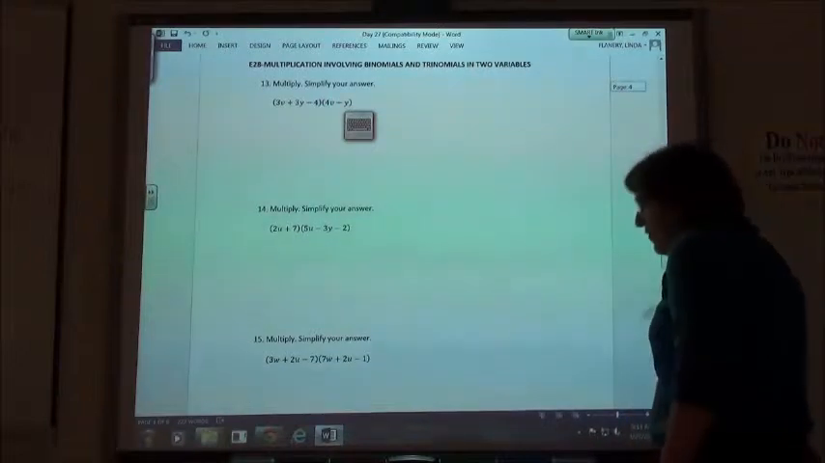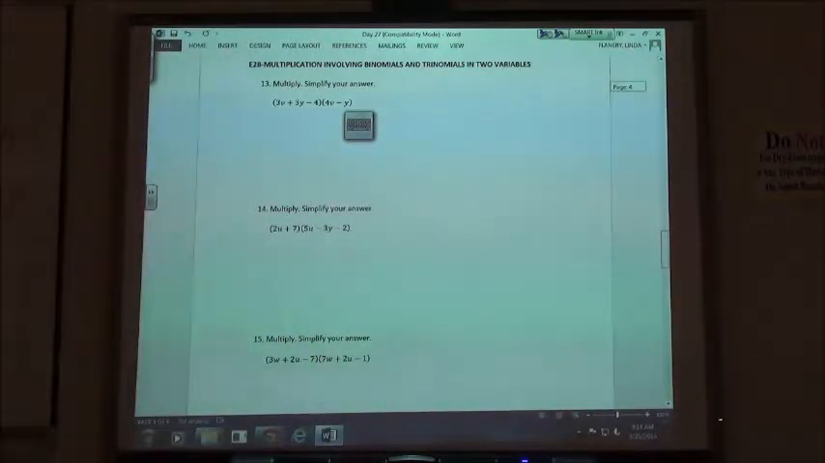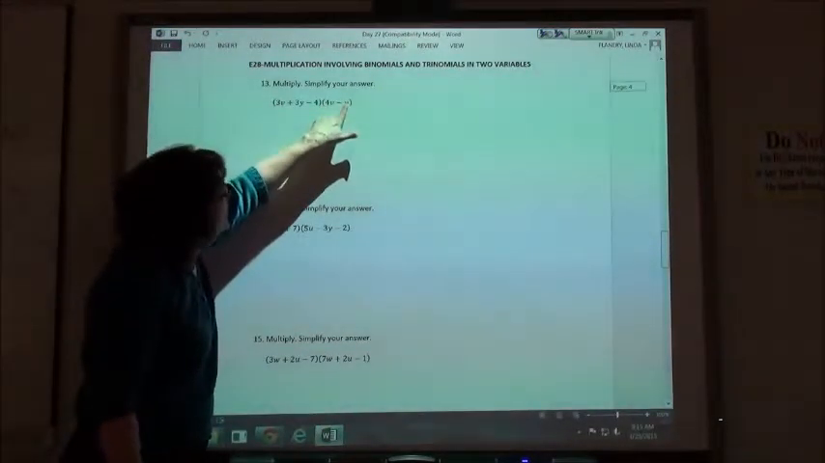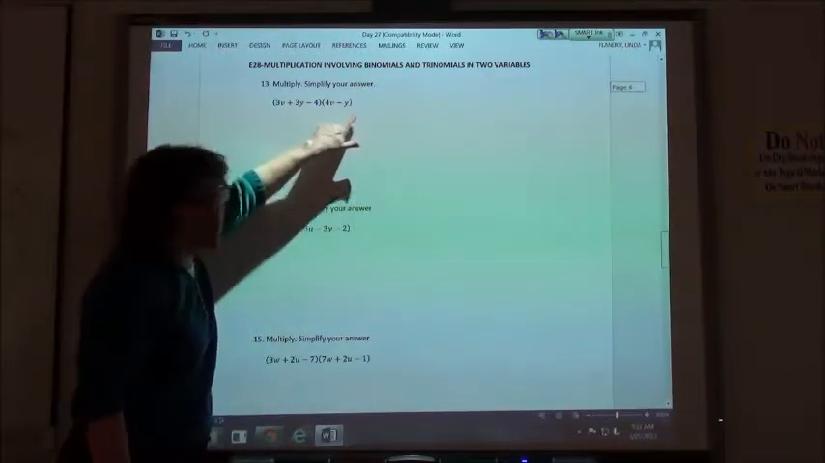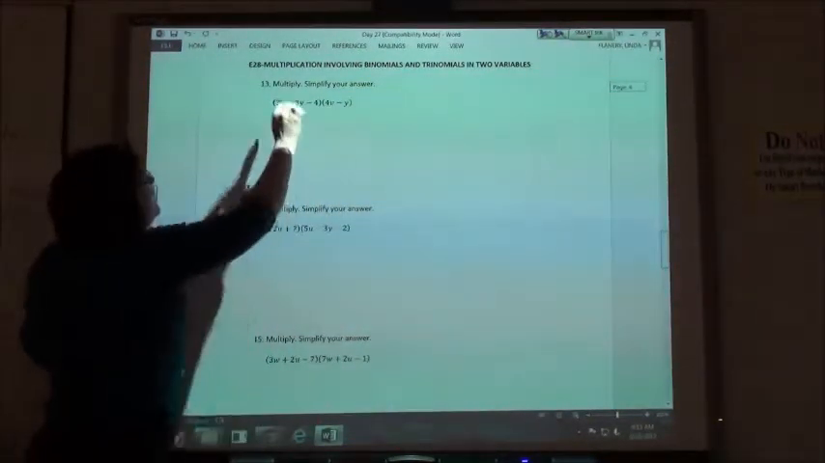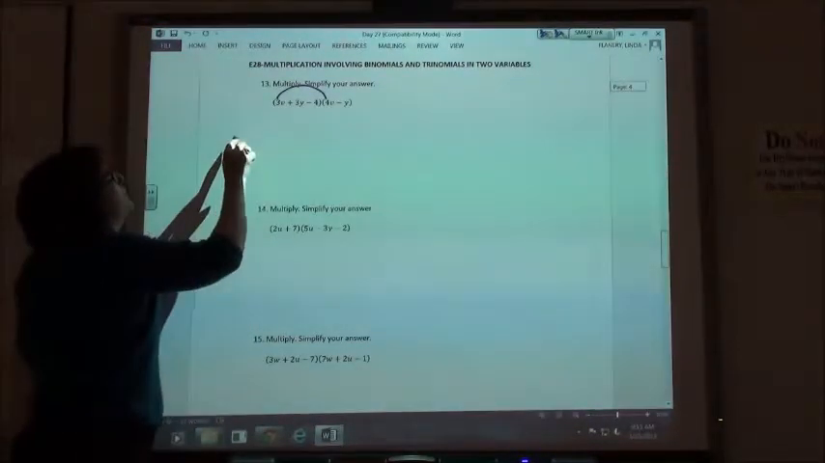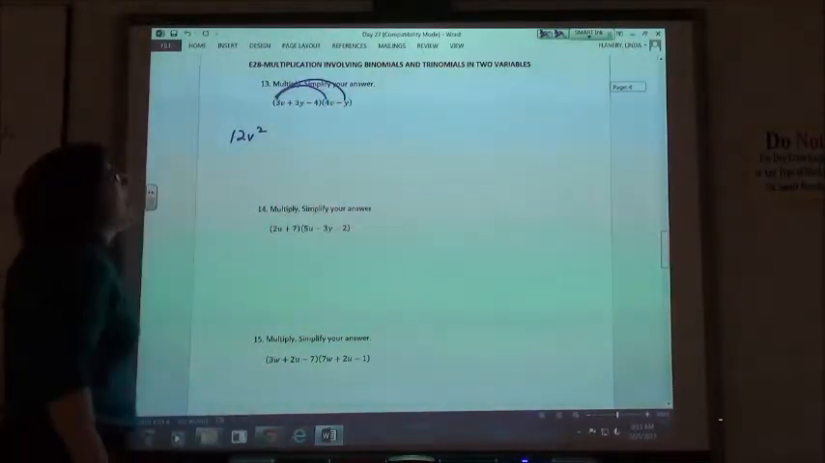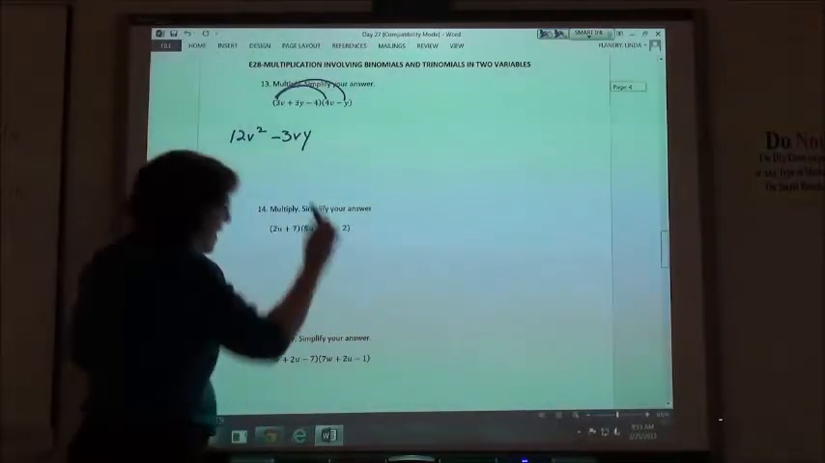13, 14, and 15, just multiplying things that are a little bit longer. The principle is really still the same. You're going to take the 3v times each of those, the y times each of those, and the negative 4 times each of those. So 3v times 4v would be 12v squared. Then I'm going to take the 3v times the minus y, minus 3vy.